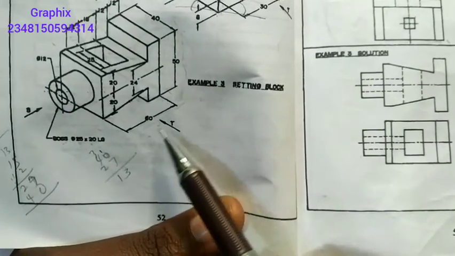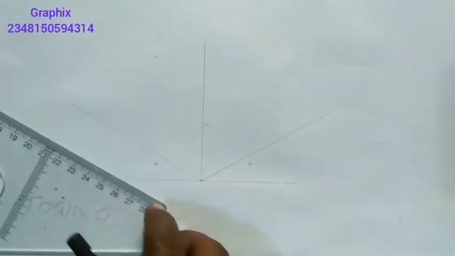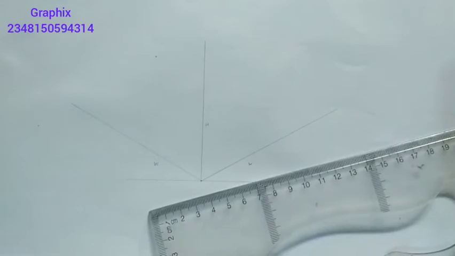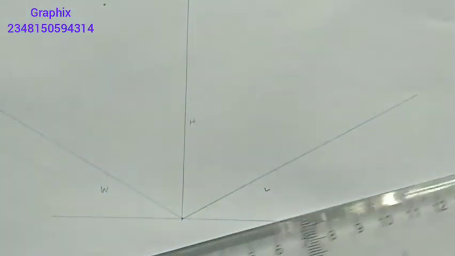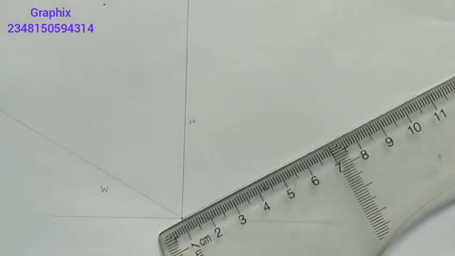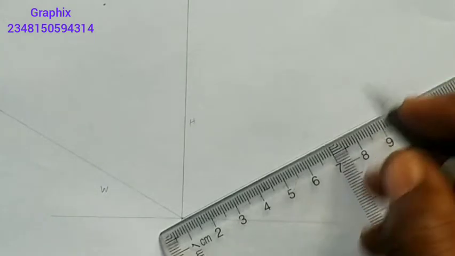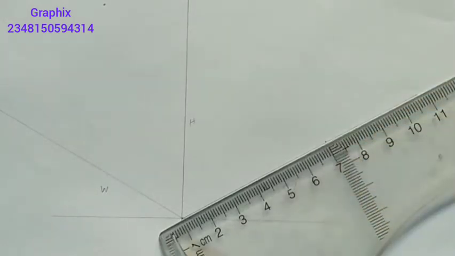So my entire length is 60. I will measure 60 on my meter rule. So this is 60, starting from 1, I'll stop at 7. So this is my reference point here.